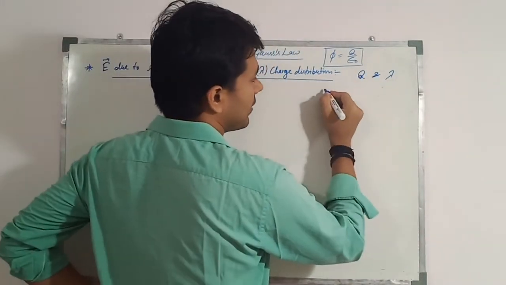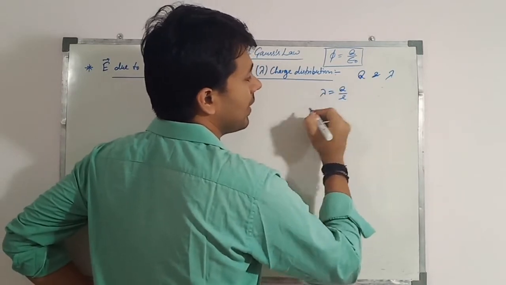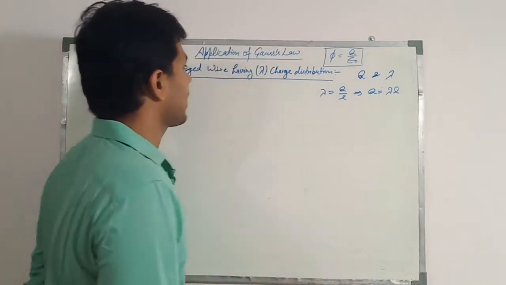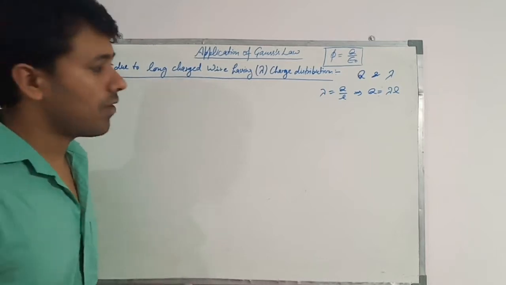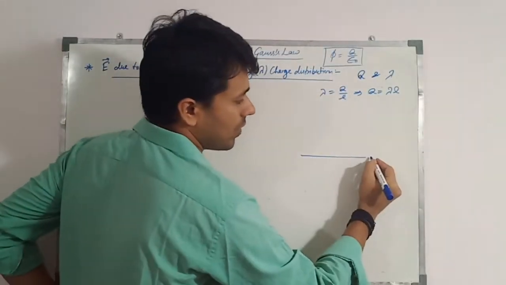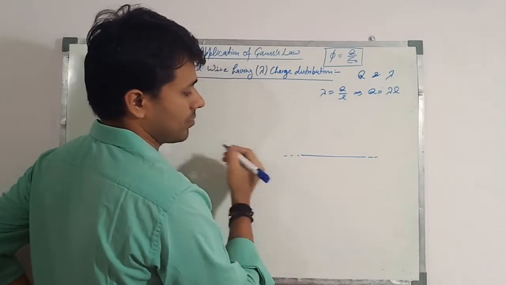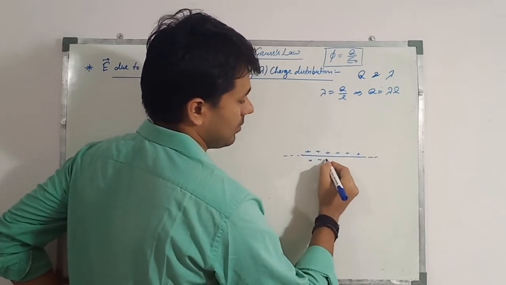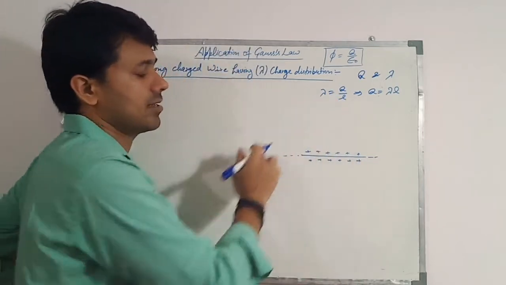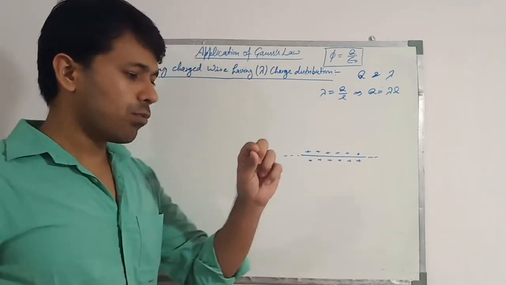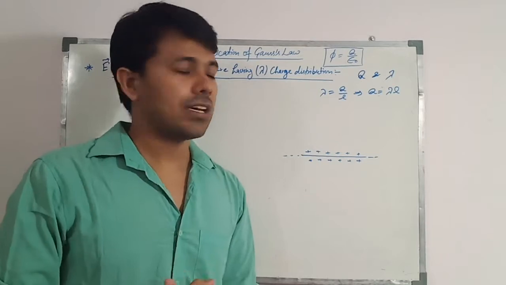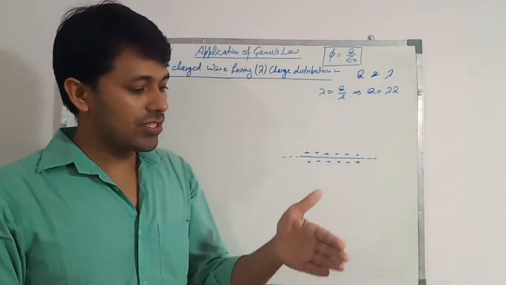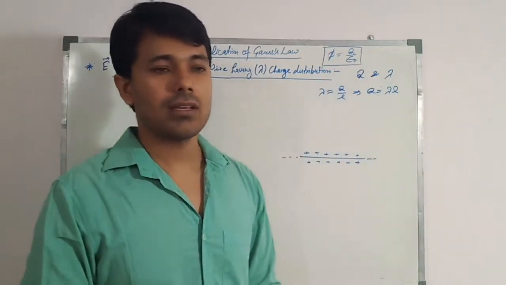Here we can see lambda is equal to Q by L, which implies Q is equal to lambda L. Clear? In this case, let us take a long wire, up to infinity and so on, and it is positively charged like this, having lambda as the charge distribution. Just like a point charge has spherical symmetry, similarly a line charge has cylindrical symmetry, and a plane charge sheet has plane symmetry. Clear?